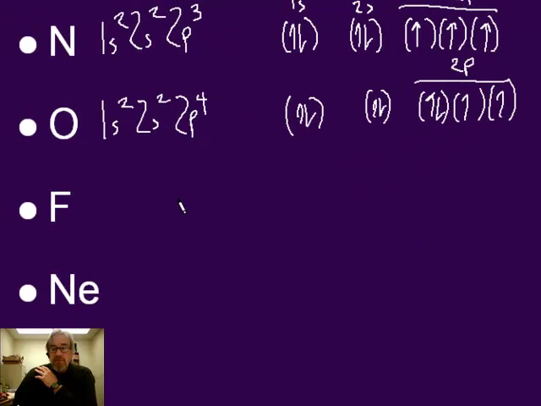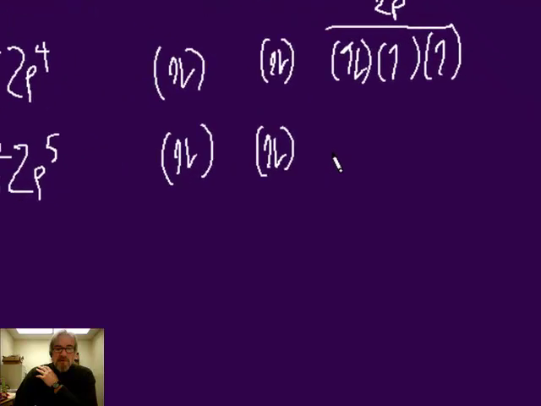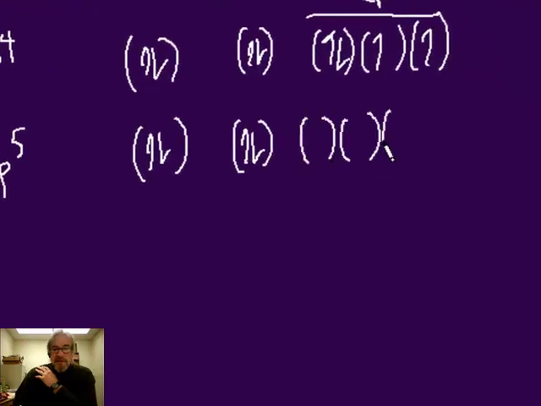Fluorine is 1s2, 2s2, 2p5. 1s is full, 2s is full, and my 2p sublevel is getting full. I've got 5 electrons. The first 3 I'll put in separate orbitals, and then the last 2 have to double up.